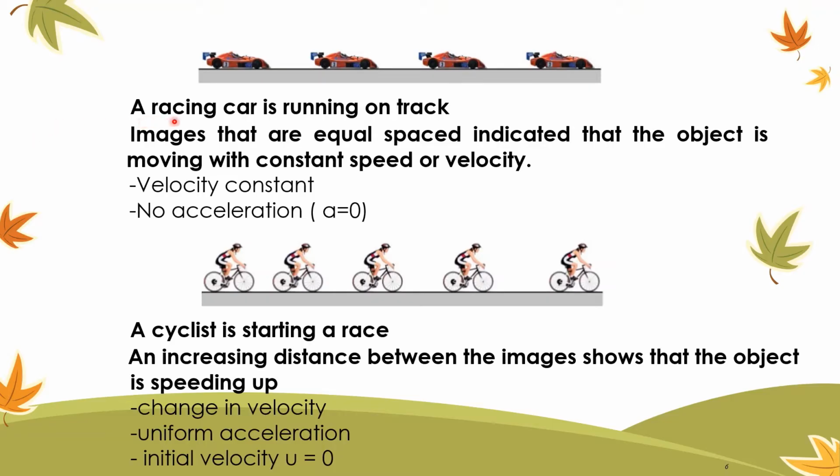There are a few situations where we can apply this equation. For example, a racing car is running on a track. As we can see, the images are equally spaced, which indicates that the object is moving with constant speed. Therefore, the acceleration is equal to 0. Another situation is a cyclist starting a race. An increasing distance between the images shows that the object is speeding up. Therefore, there will be a change in velocity. The initial velocity u is equal to 0 since it states here that the cyclist is starting a race.